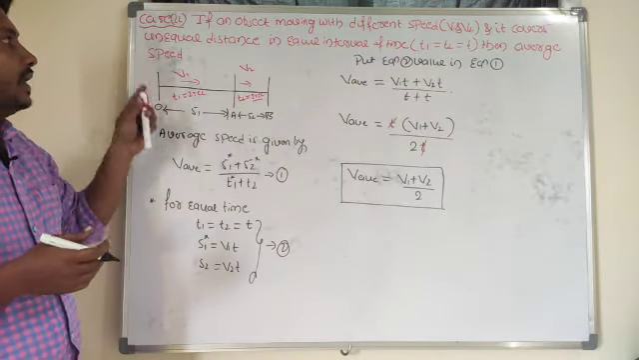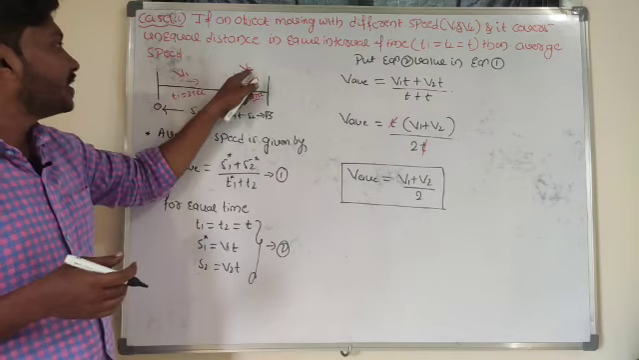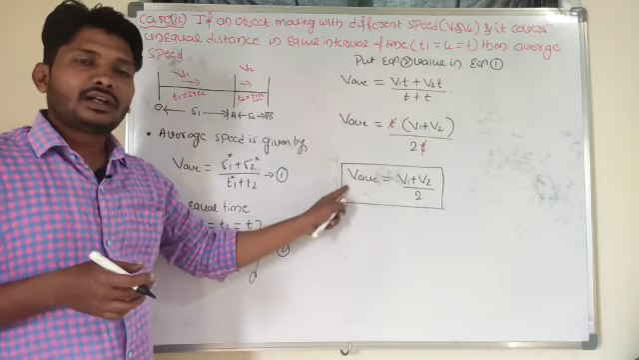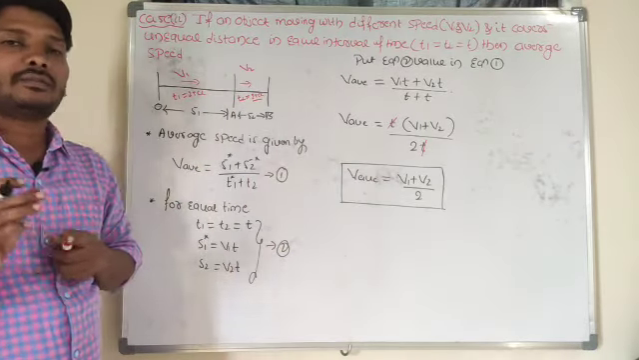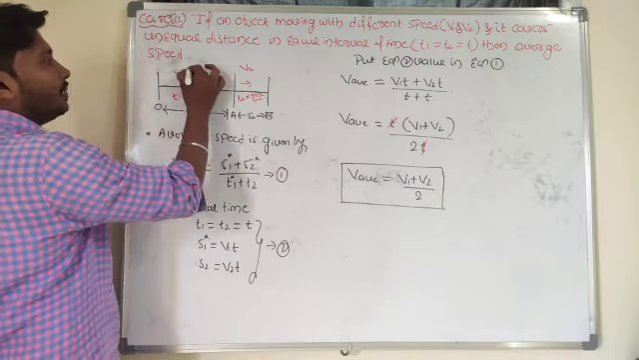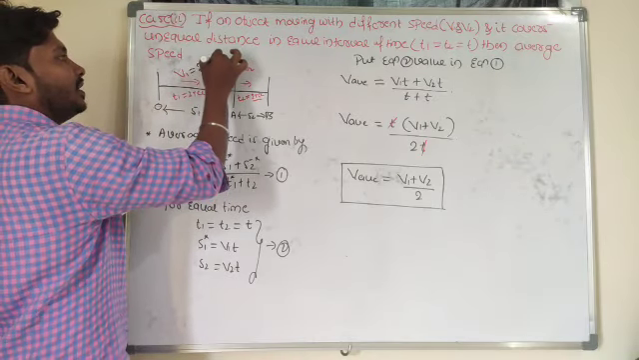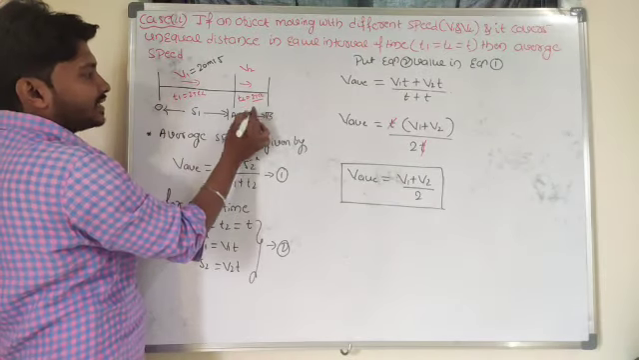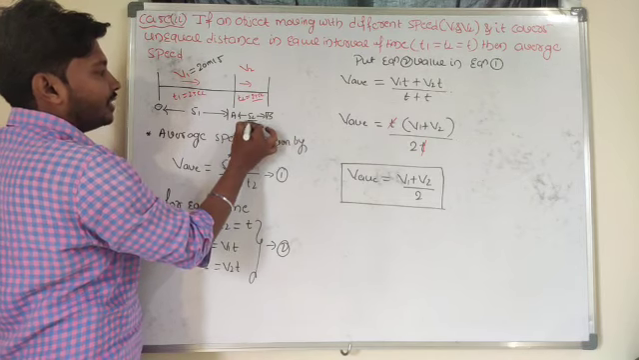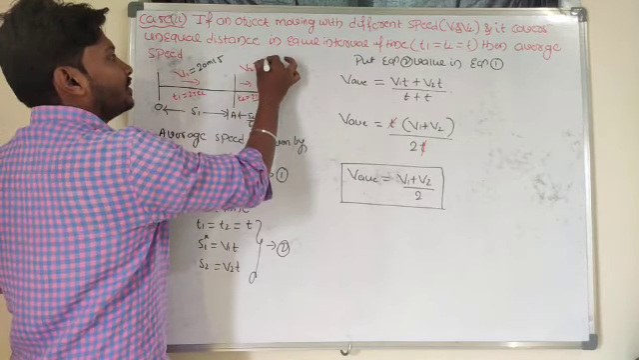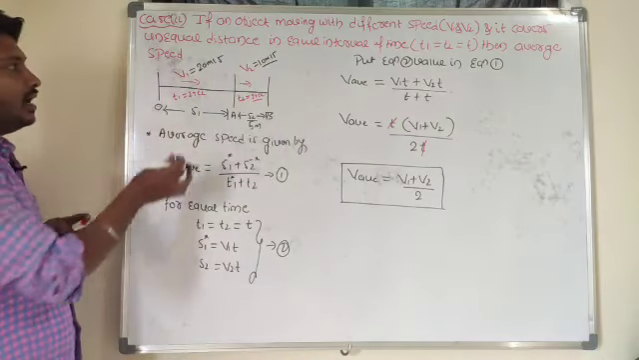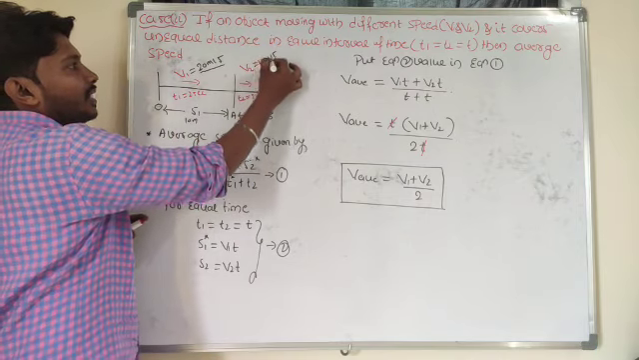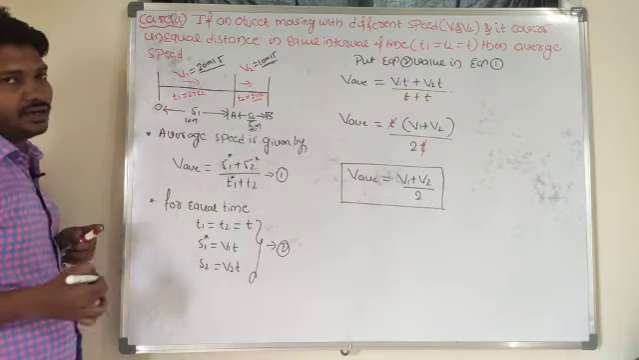So in the case of an object moving with different speeds and covering different distances in equal intervals of time, what is the connecting formula? V average is equal to V1 plus V2 divided by 2. Say an object is moving with a speed of 20 meter per second in the first case to cover a distance of 10 meter. In the second case, to cover a distance of 5 meter, it is moving with a speed of 10 meter per second. So it moves with a larger speed to cover the 10 meter distance, and with 10 meter per second to cover 5 meter distance.